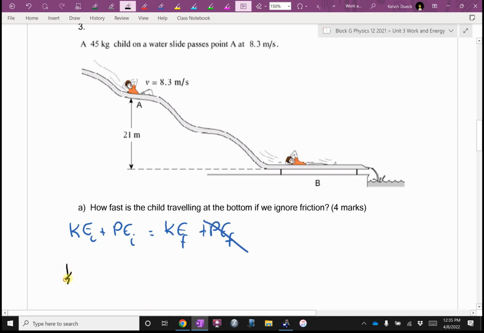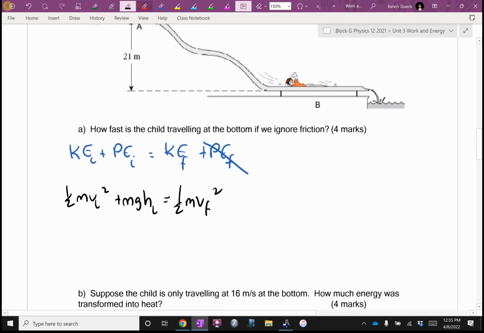This is going to be a half m v initial squared plus m g h initial equals a half m v final squared. You know what? Turns out if we're ignoring friction, not only do masses cancel out on roller coasters, but they cancel out on water slides too. Little kids and grown-ups can go together. Yay. I want to get the v final by itself. I'm going to do one more thing. I'm going to go times by 2, times by 2, times by 2, because that's going to cancel that 1/2 and that 1/2, and that's going to leave me with v i squared plus 2 g h initial equals v f squared.